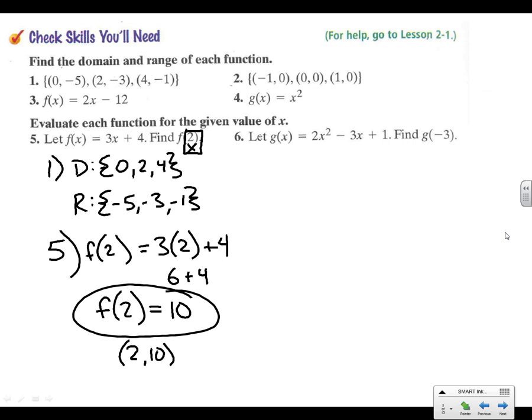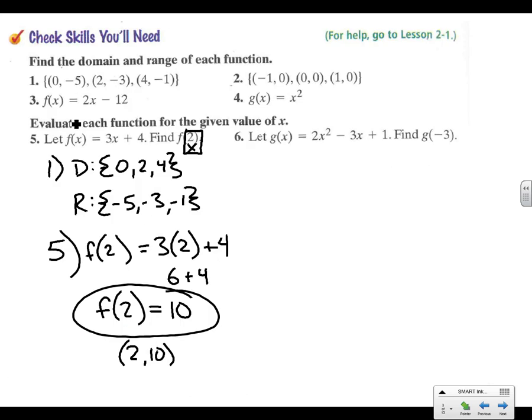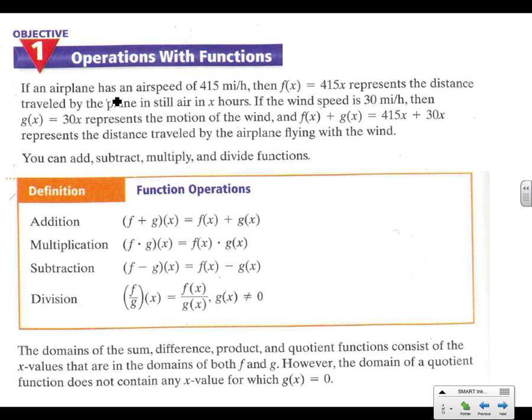All right, so do number 6, 2, 3, 4, and 6, and when you're ready to go, let's get going with 7-6. Okay, so objective 1, operations with functions. So a function is what we've seen back here, some sort of expression dealing with variables. And so let's look at an example. If an airplane has an airspeed of 415 miles per hour, then f of x equals 415x represents the distance traveled, right? Depending on how many hours you travel.